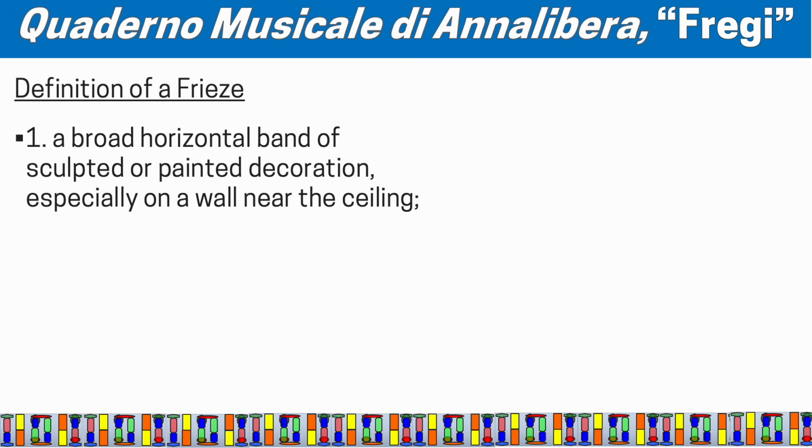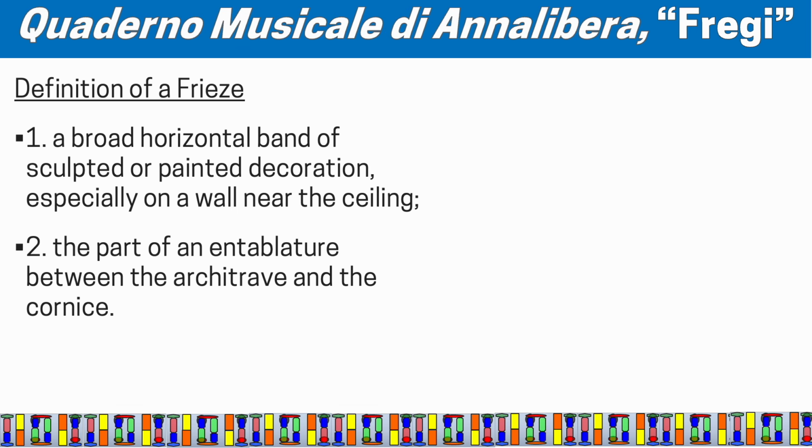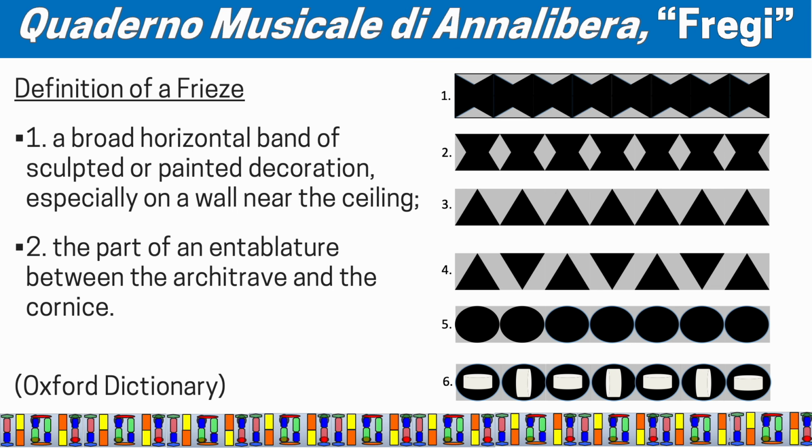A frieze is a decorative horizontal band, several examples of which are shown here. These patterns are generated through translation, reflection, or combinations of these operations. In music, similar relationships arise through transposition, inversion, retrograde, and retrograde inversion. These visual patterns provide a useful framework for understanding Fregi, a serial work built on pattern and transformation.